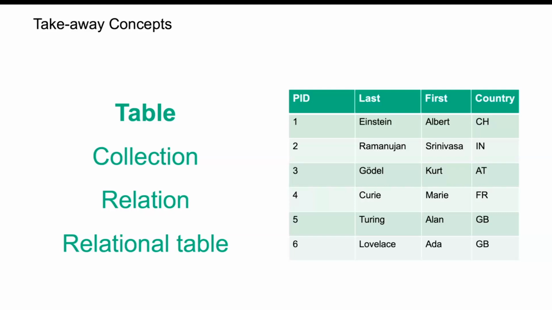You might also see it referred to as a collection, right? It's a collection of records, or a relation, that would be the mathematical term, or a relational table, right? So these are all synonyms, they all mean the same thing, and I might a bit interchangeably say table, relation, relational table, so it's all the same thing, right?